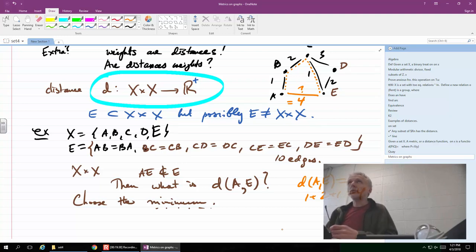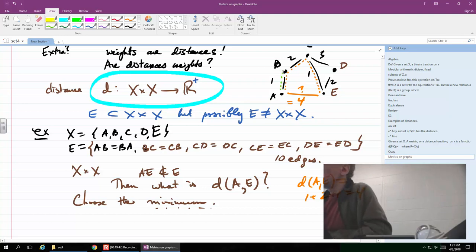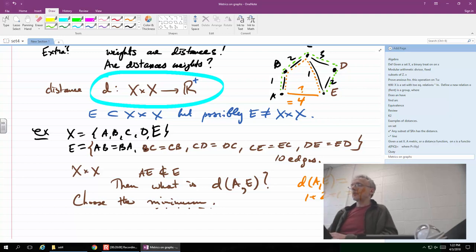Okay? So that is the idea based on the example. Any question about what it means? As you can see, there is another one, or you can probably think of more. If I take the other route, then I'll have 1 plus 2 plus 3 plus 5, which is larger. So that's not good, and we pick the smaller one, even though that's certainly not the only route that you can take. You can go back and forth. You can go in circles, and they will be larger and larger.